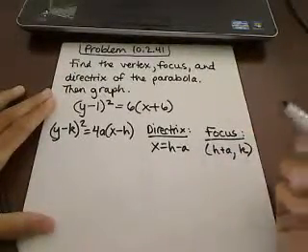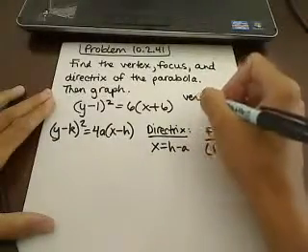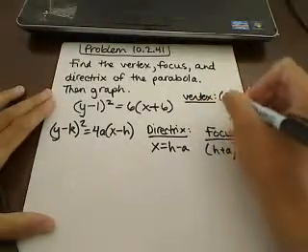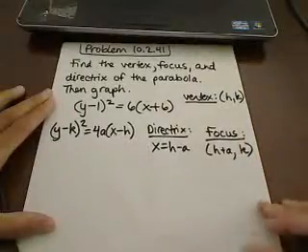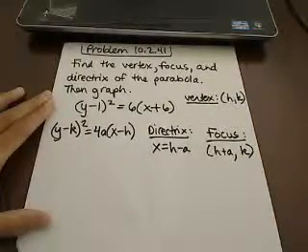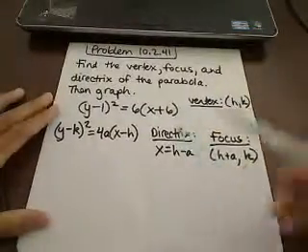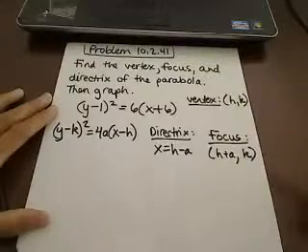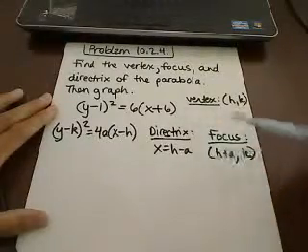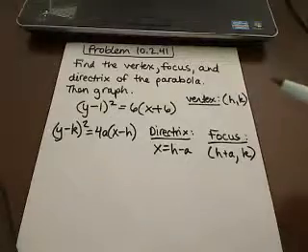All right, and your vertex is always hk. No matter what form you're in, the vertex is always going to be hk. All right, so what we need to do is identify h, k, and a in order to be able to identify these three pieces right here.